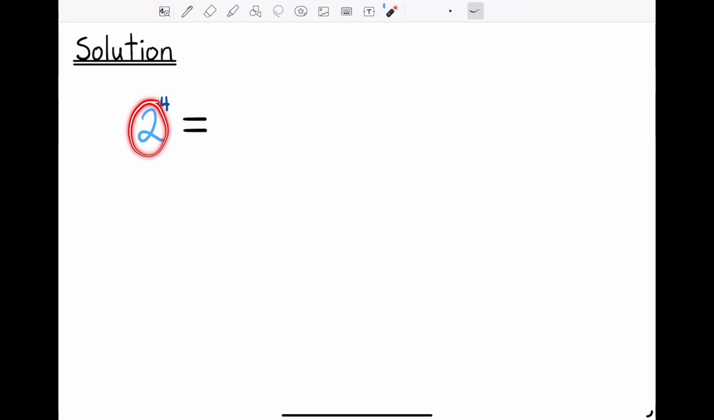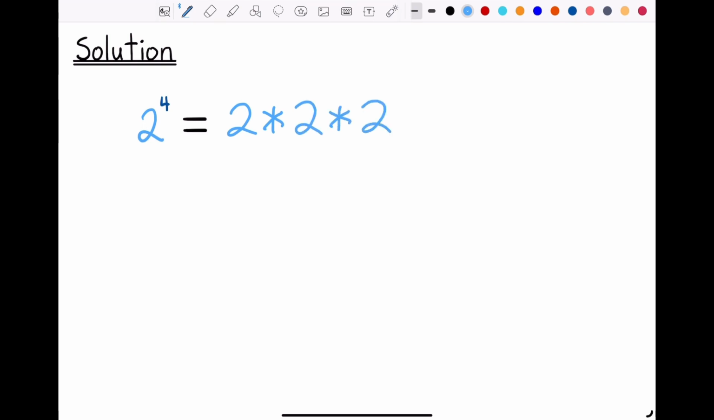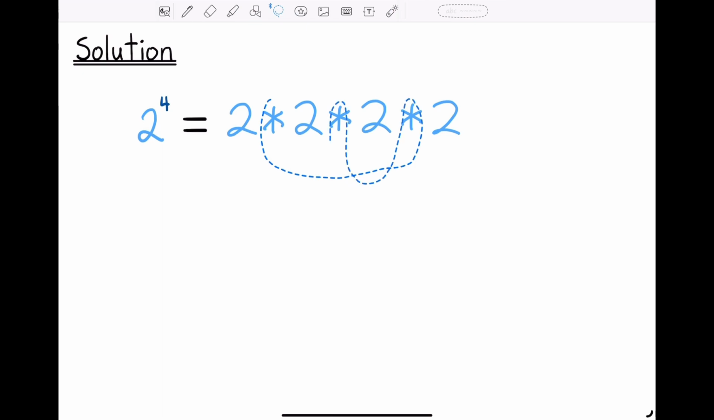Since our base is 2 and our exponent is 4, 2 to the 4th tells us that we're going to multiply 4 2's together. So we could rewrite this as 2 times 2 times 2 times 2. And let's color code these multiplication operators.